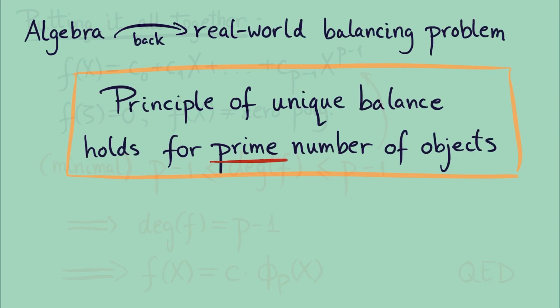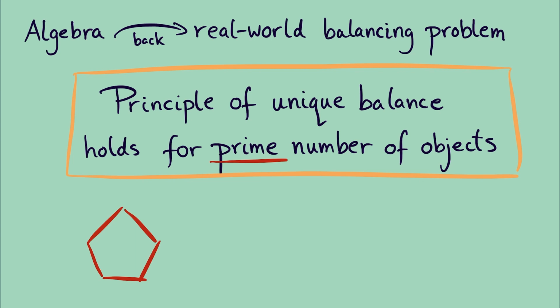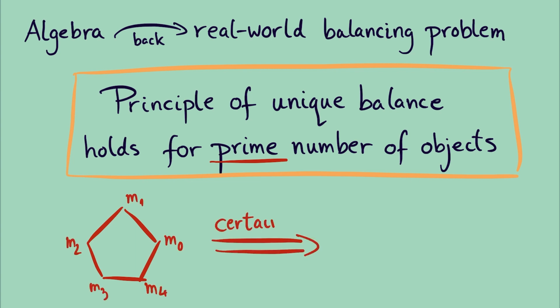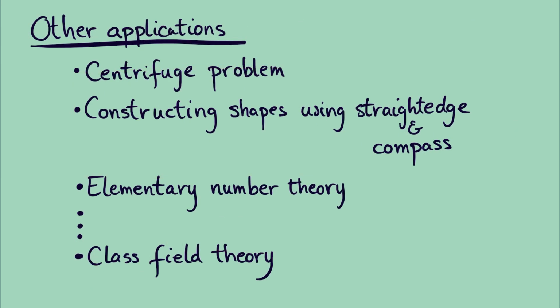Going back to the original problem, this means that the principle of unique balance that underlies the usefulness of the traditional scale also works if we are comparing the weights of a prime number of objects. For example, if a regular pentagon with weights on its vertices is balanced, then we can be certain that all weights are equal.